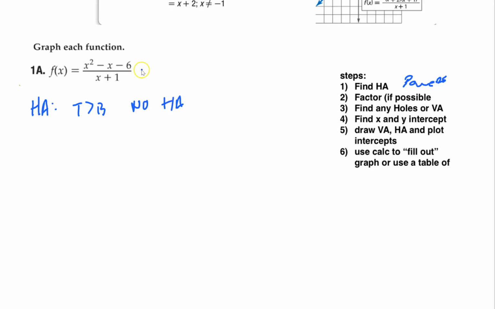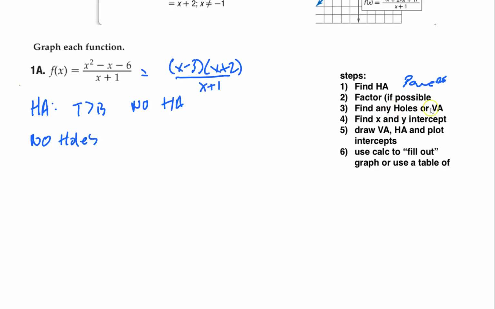So we're going to try to factor this. The reason we want to factor is in case we have any holes, right? Stuff cancels out. So remember, we got to think of two things that multiply to get negative 6, but add to get 1. So x minus 3, x plus 2, right? They multiply to get negative 6, but when you add them, you get negative 1 over x plus 1. Well, nothing cancels, right? Nothing cancels, so there's no holes.